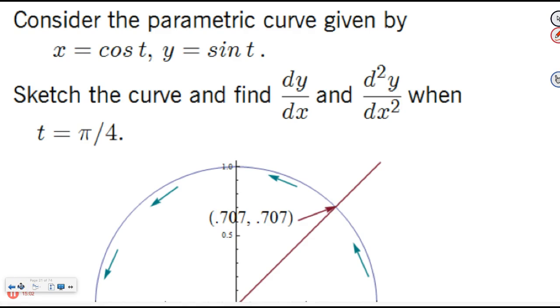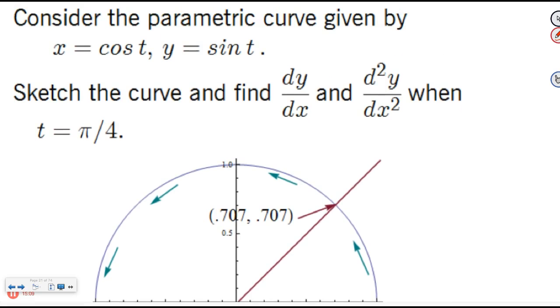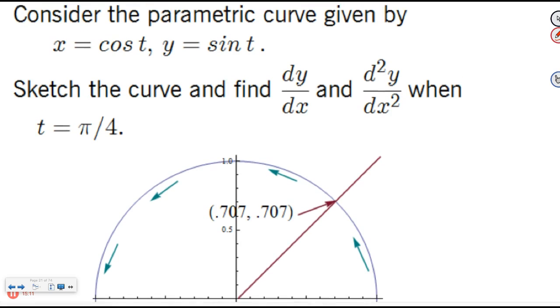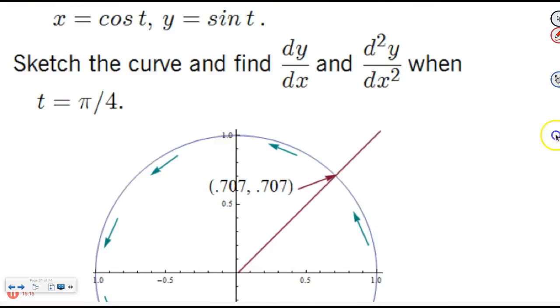So let's go practice on a tricky one. This is actually just our unit circle, which is a parameterized equation. X is a function of t where t is an angle. Y is a function of t where t is an angle. Let's go find the second derivative. All right, are you ready?